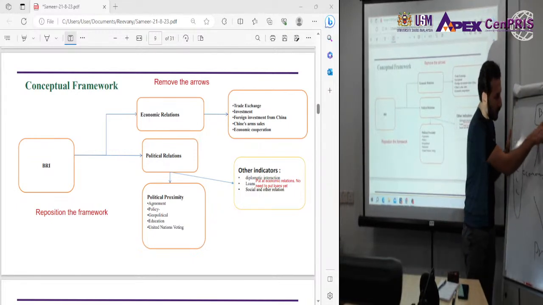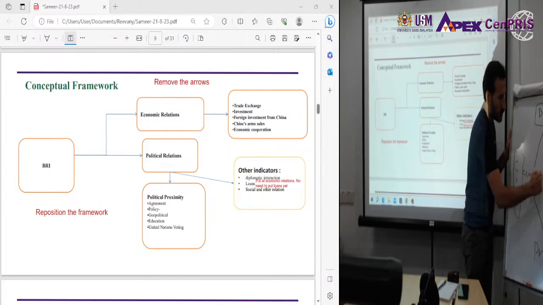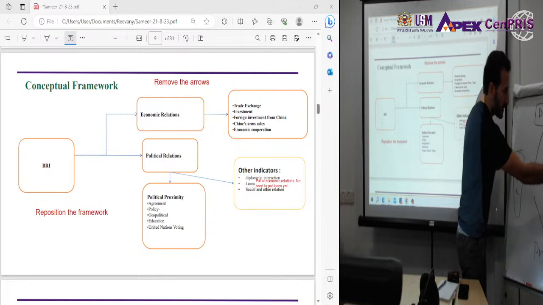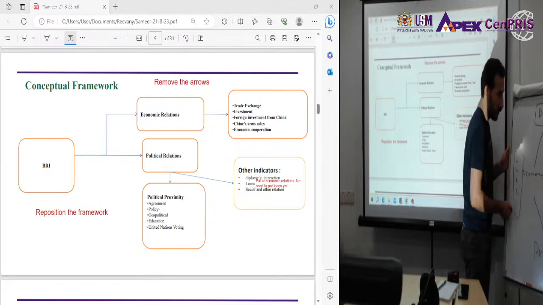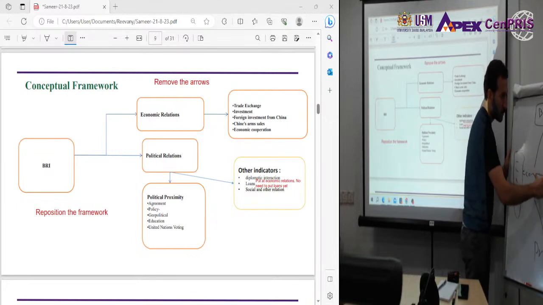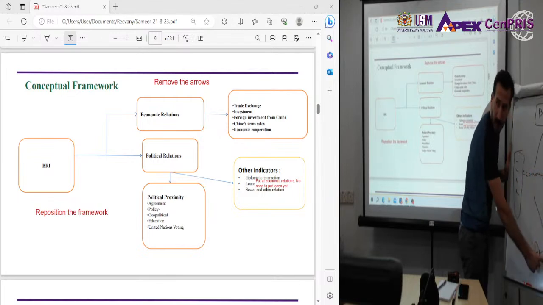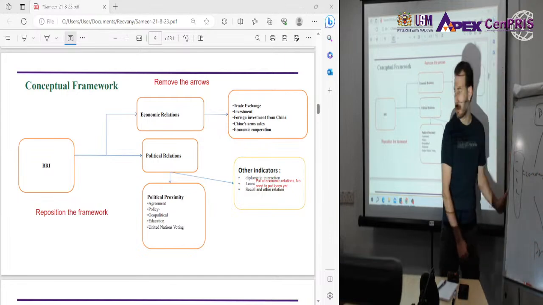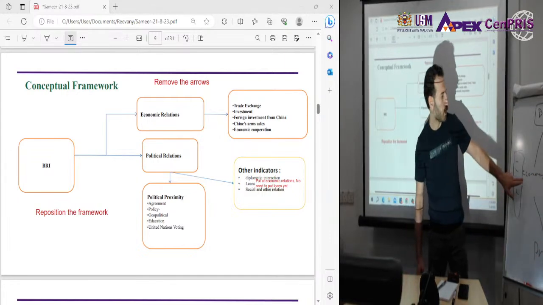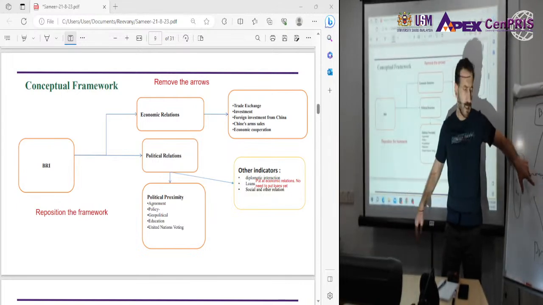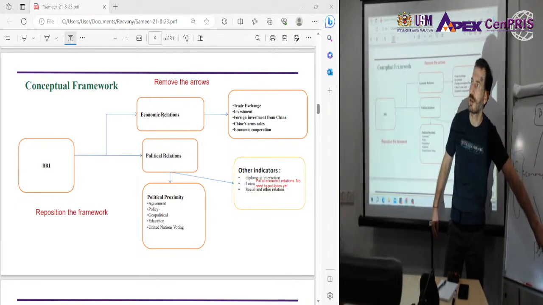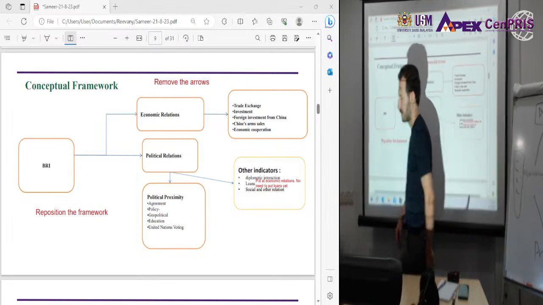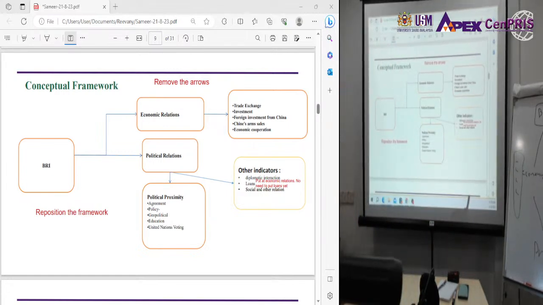The only issue is that I think just BRI leads to the economic relation and political relation. This is the indicator here for political and the indicator here for economy. If there is a good relationship between them, it leads to proximity, right? Between the economy and political relation you can put "lead to proximity." You mean that? Okay, let me show you. If you consider BRI as an event, right?